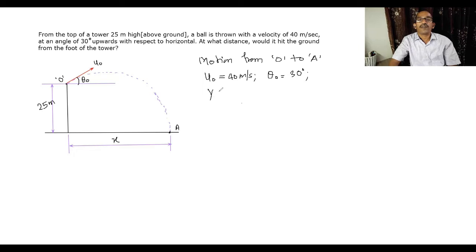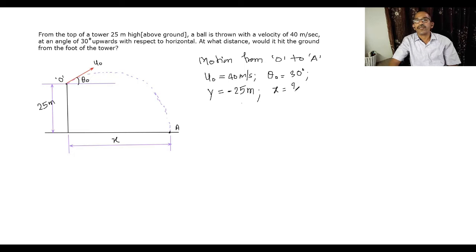Then y: the height of the tower is 25 meters, and the final position is below the initial position. When the final position is below the initial position, y is negative. If the final position is above the initial position, y is positive. And if the final and initial positions lie on the same horizontal line, then y is 0. In this problem, the ball strikes the ground below the point of projection, the top of the tower, so we substitute y with a negative sign. And this x distance you have to find, which is unknown.